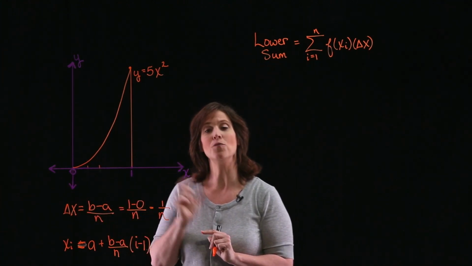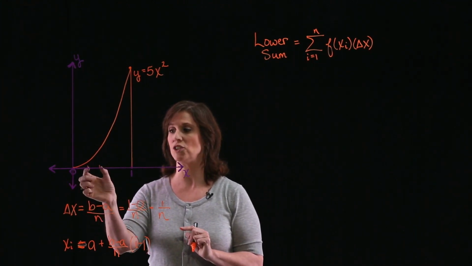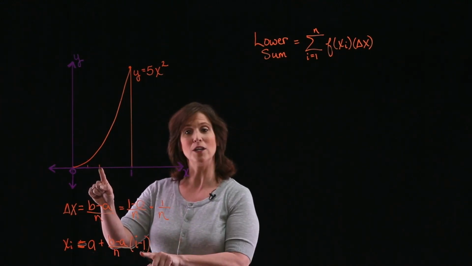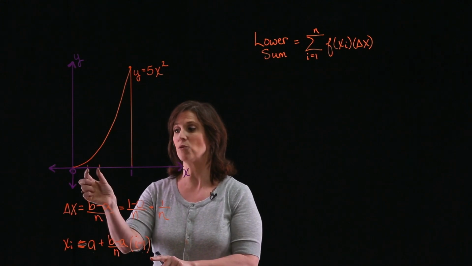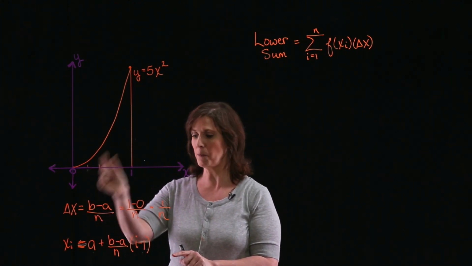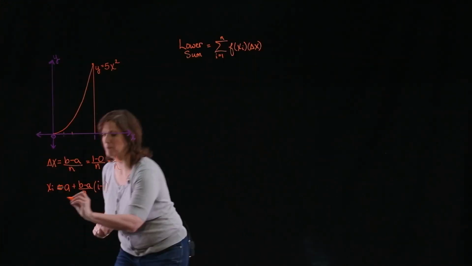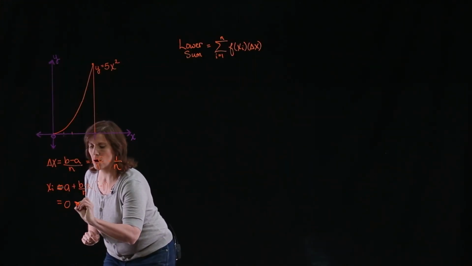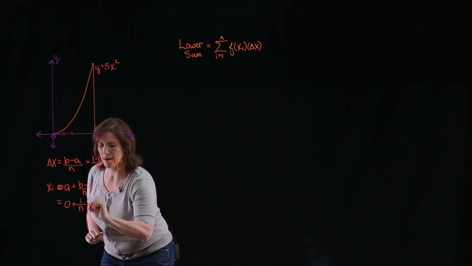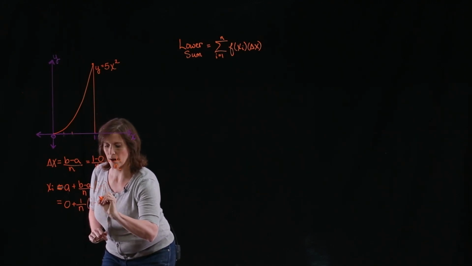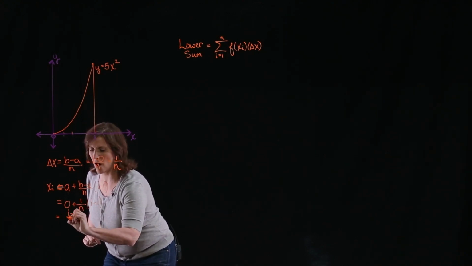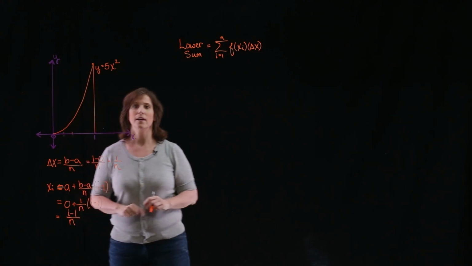If I'm going to move 2 rectangles into it, here's 1, 2, so i is going to equal 2. I'll start at my initial point, but I'm only going to move 1 width. That's going to put me at the left endpoint of that second subinterval. For this particular problem, a was 0. We already calculated b minus a over n to be 1 over n, and I'll have that times the quantity i minus 1. So I have i minus 1 all over n.